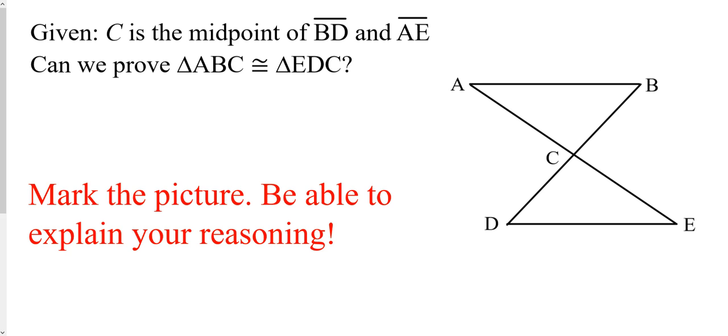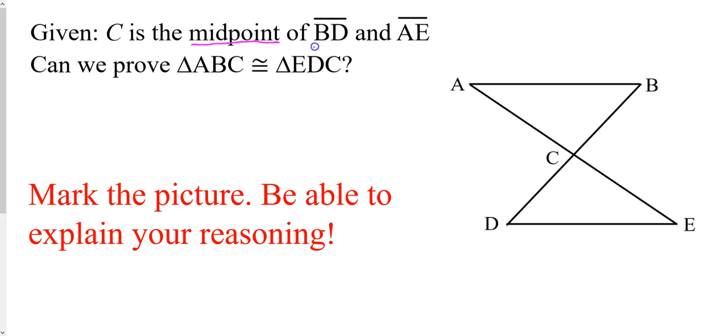So now we move on to the next one. It says, given that C is the midpoint of BD and AE, can we prove that the two triangles are congruent? So they're not asking us to actually write out a proof. They're just asking, can we do it? Well, we need to know what the word midpoint means. So the word midpoint means that it cuts the segment in half.